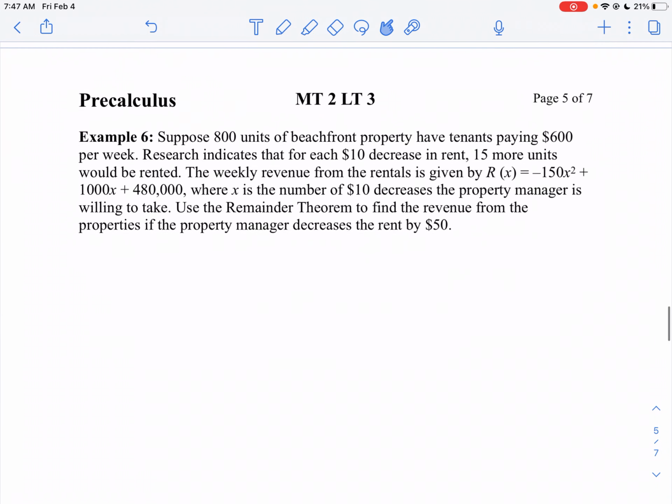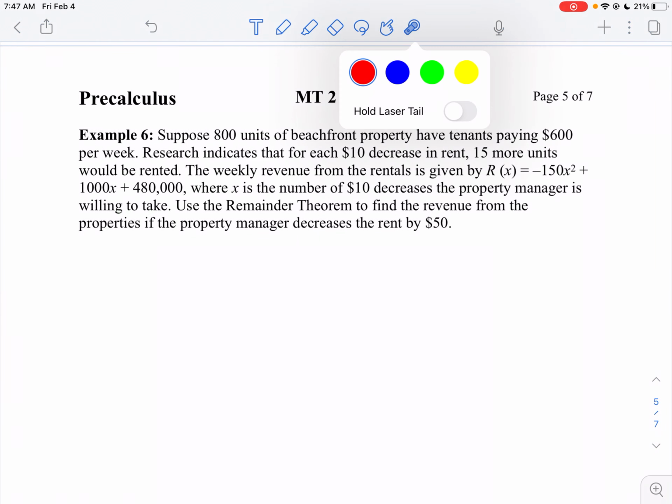So here we have an application problem. It says, suppose 800 units of beachfront property have tenants paying $600 per week. Research indicates that for each $10 decrease in rent, 15 more units will be rented. That is, if you make it cheaper to rent, you'll rent more cottages. So what you want to do is find what we call an optimization. You want to find that perfect balance where you get the most money that you can make because your rent is at the maximum for what people will pay.